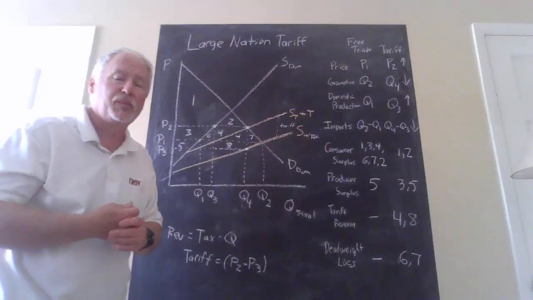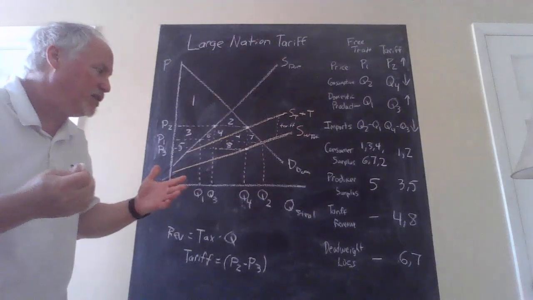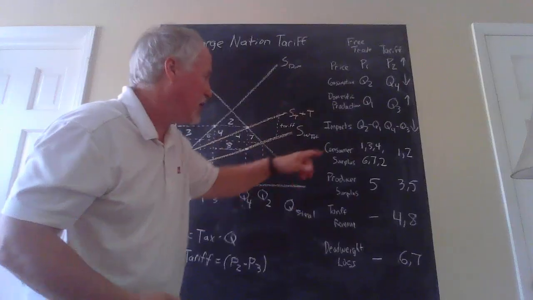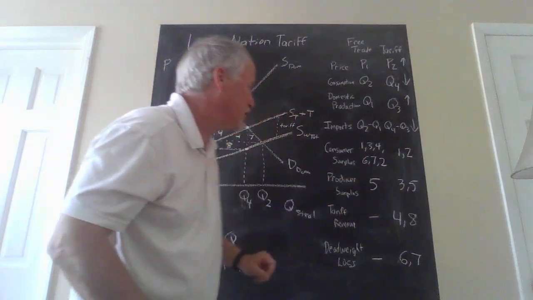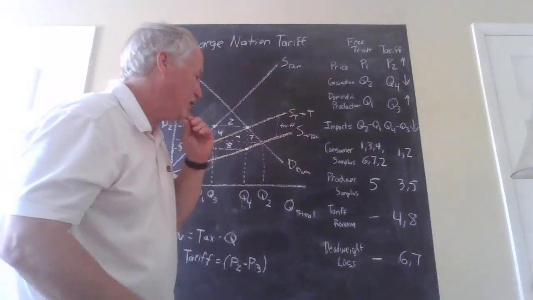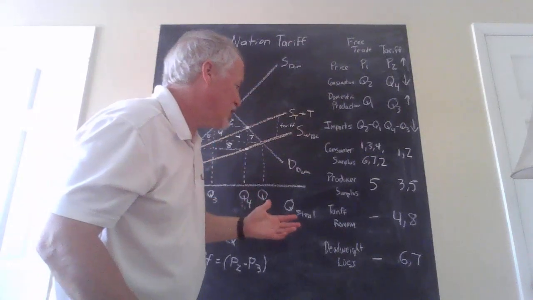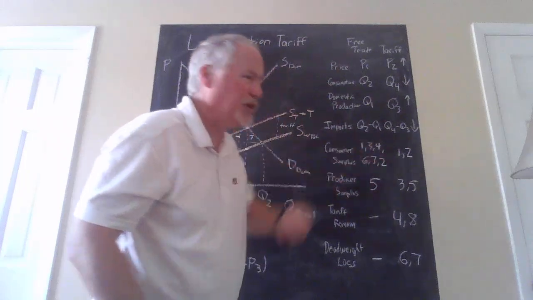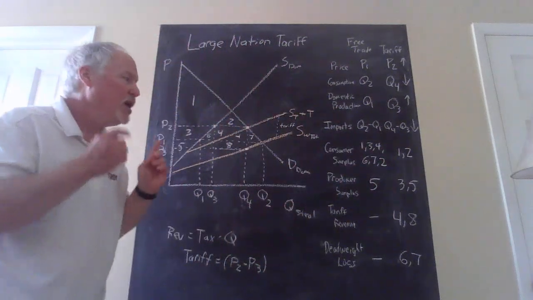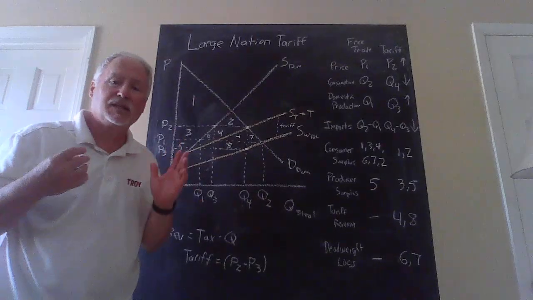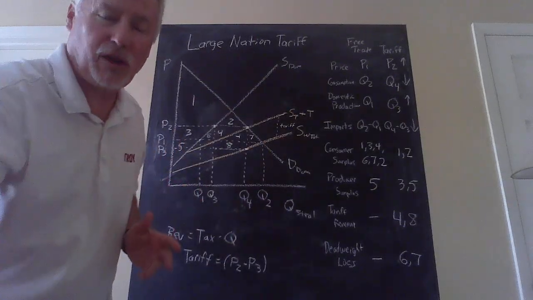So what we saw before is that the tariff is inefficient because it creates a deadweight loss. It generates a transfer from consumer surplus to producer surplus. It protects the domestic industry, increases the amount of domestic production, and it generates revenue for the government. So there's a transfer from consumers to the government. But now we've got this area 8, and that's the thing that's different, and that's the thing that's special or interesting about the large nation tariff.